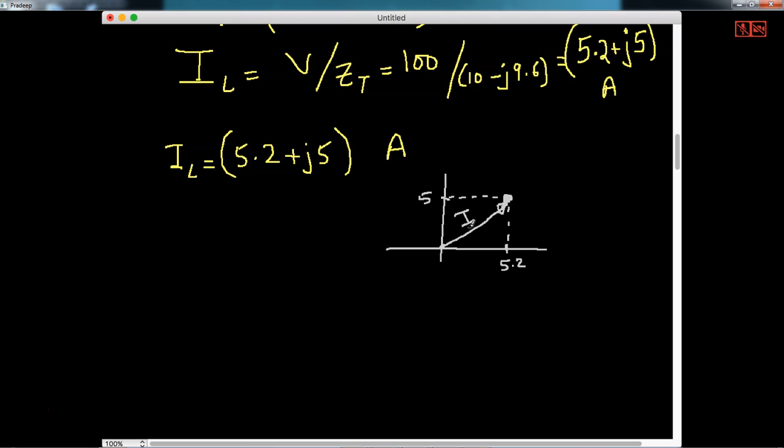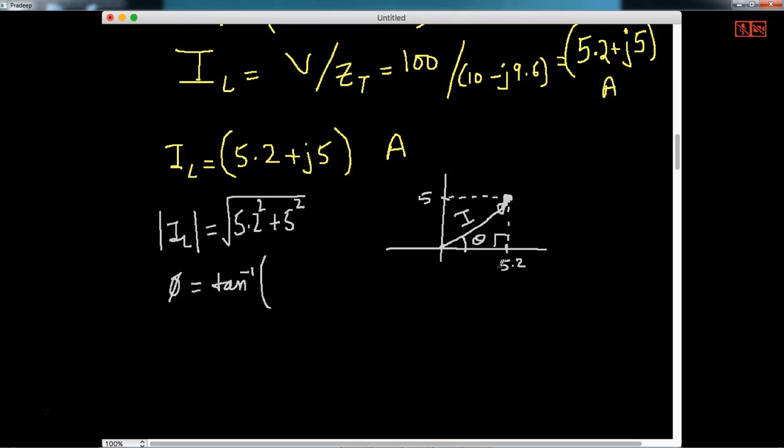So what is the length of this line? Simply using the right angle triangle principle, the magnitude of I is the square root of 5.2 squared plus 5 squared. Like this I can find the magnitude of I. Not only that, this is the angle theta I want to find out. From this triangle, theta is tan inverse of opposite by adjacent, that means 5 by 5.2. Like this I can also find the theta value.